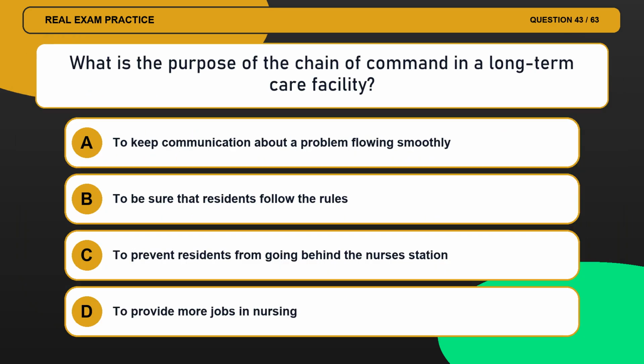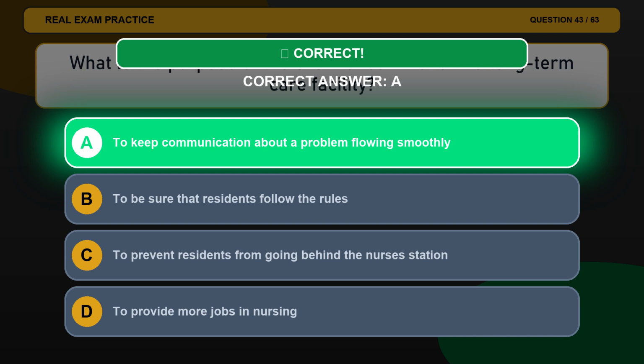Question 43. What is the purpose of the chain of command in a long-term care facility? Option A, to keep communication about a problem flowing smoothly. Option B, to be sure that residents follow the rules. Option C, to prevent residents from going behind the nurse's station. Option D, to provide more jobs in nursing. The correct answer is option A, to keep communication about a problem flowing smoothly.